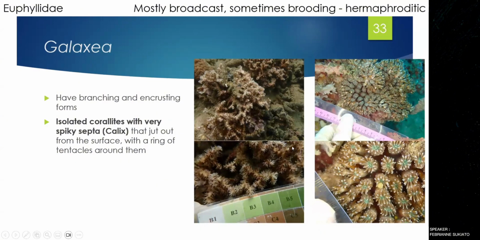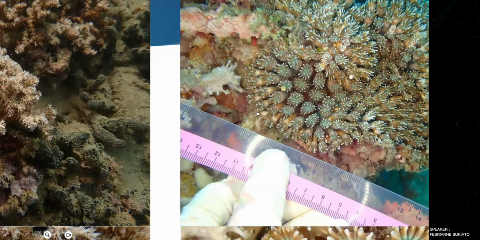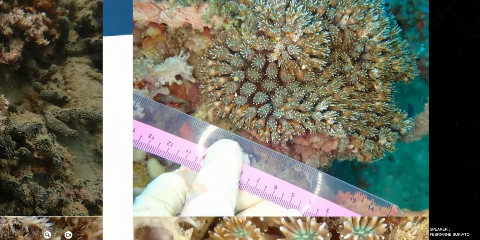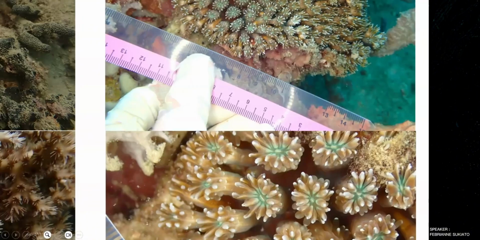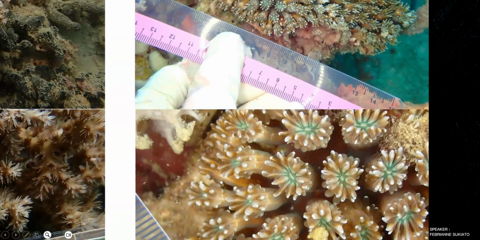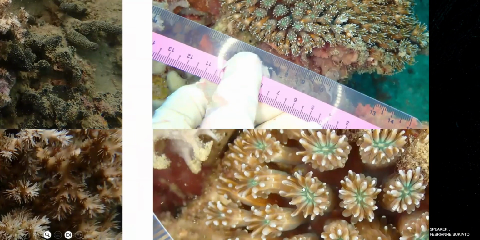Galaxea tends to have a callus that raises out above the encrusting base. So this callus is raised, and then there's a mouth inside, and then there's a ring of tentacles, sometimes there's not, depends on the coral's mood. You waft it, the tentacles sometimes retract, sometimes they don't.